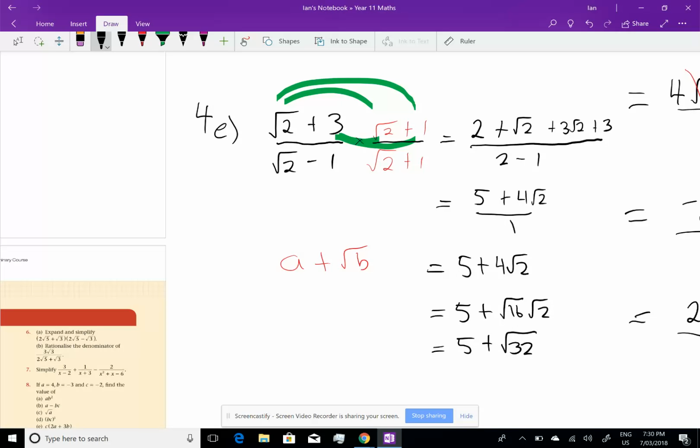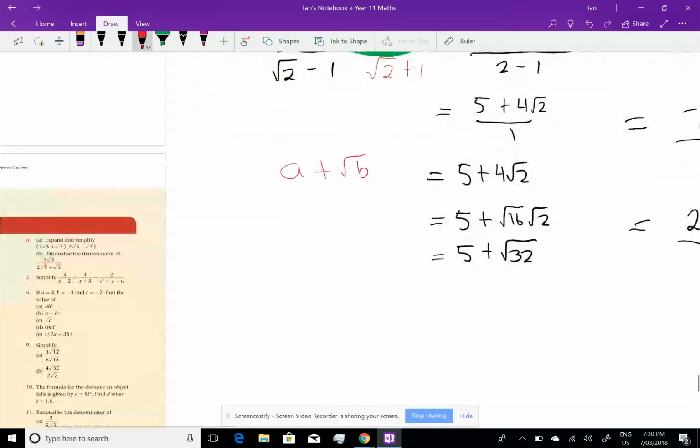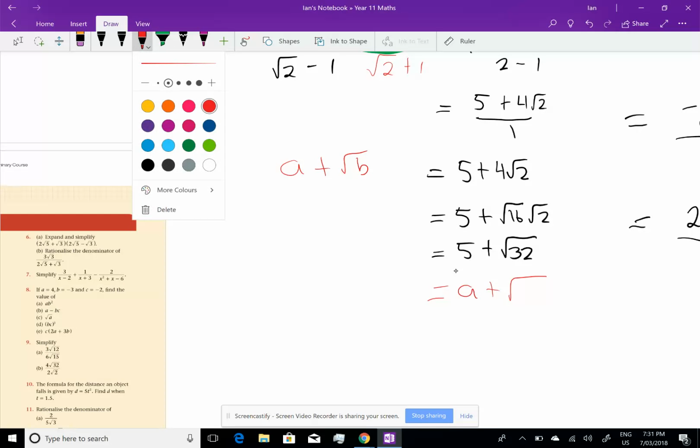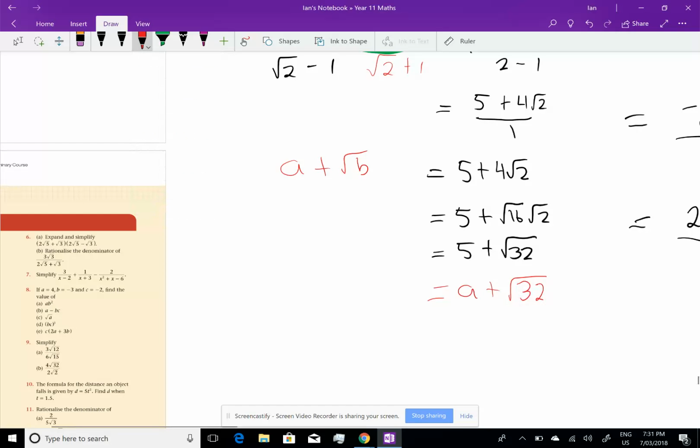That's a bit unusual. And they won't ask that in the HSC, but now I've got it in the form A, and the A is equal to 5, plus root B, and the B is equal to 32. And we'll just check that. Oh, I did it, you silly duffer. That's a B. And A equals 5 and B equals 32.